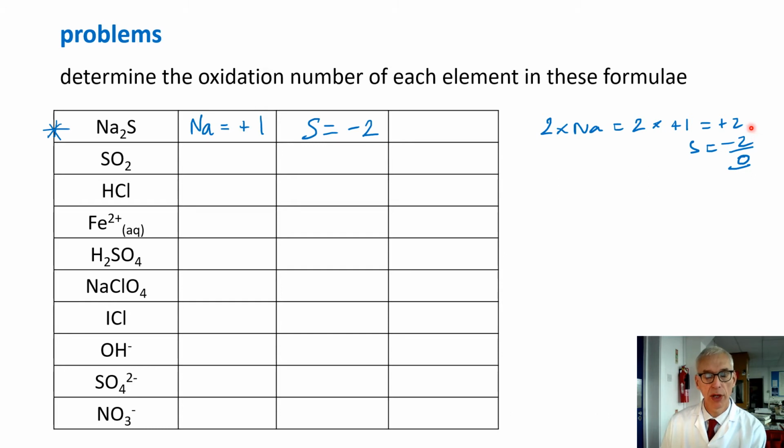Work your way down through each formula, working out the oxidation numbers for each element and list them in the boxes. There are in some cases 3 elements, so that's why there are 3 columns of boxes. Pause the lesson, work your way through, come back when you are ready to check your answers.